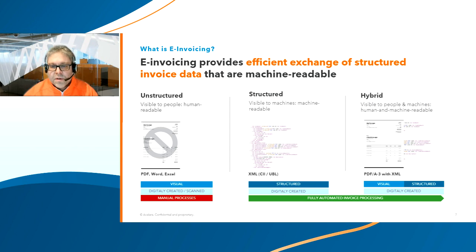E-invoicing refers to the electronic exchange of structured invoice data, which is machine readable. That's a key point to understand. This replaces traditional paper or unstructured formats like PDF, Excel, or Word files with standardized formats such as XML, including UN/CEFACT, which means cross-industry invoice, or UBL, or even hybrid formats that offer both human and machine readability. The goal is to create a more efficient, error-free process that supports both automated and manual review while reducing process time and costs.